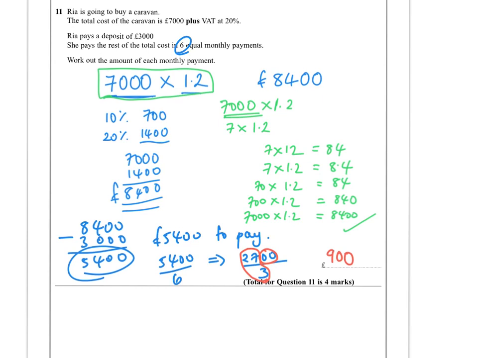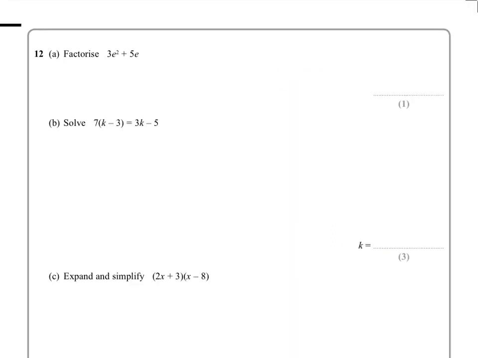So that should be enough to show that you know what you're doing. So you've found the 8,400, you've taken off the deposit. That leaves you 5,400 to pay, and you've got 6 equal payments. And if you want to do a long division sum, that's absolutely fine, because you can go 6 into 54 is 900. Okay, so that wasn't too bad.